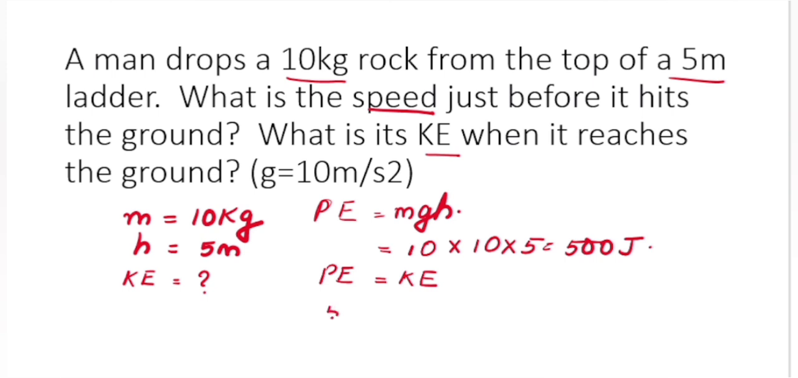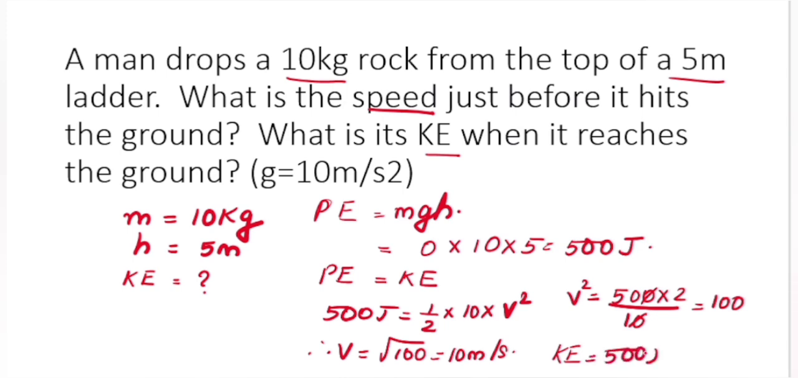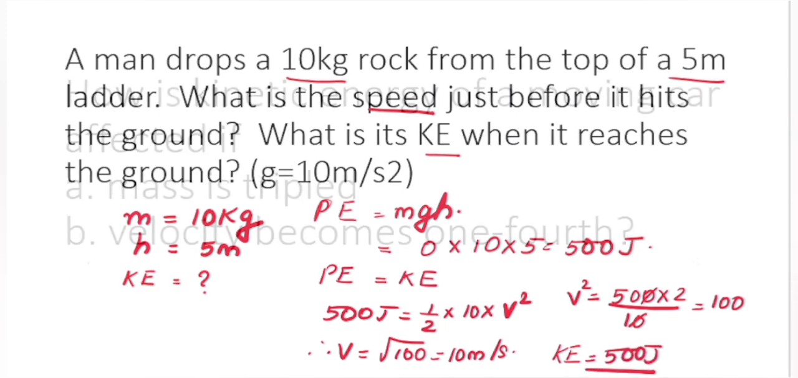So if you substitute that in our kinetic energy equation, 500 joules is equal to half mv square, half into 10 into v square. So v square, how will you find out? 500 into 2 upon 10. So if you cancel out, you will get v square is equal to 100. So therefore what is v? v is the square root of 100. We get 10 meter per second. And we know that potential energy is getting converted into kinetic energy. So just before touching the ground, it has zero potential energy, but the total potential energy becomes kinetic energy.